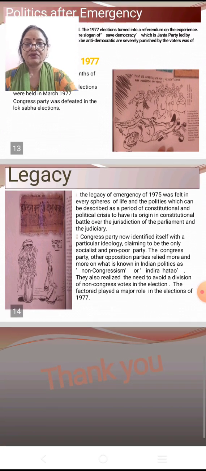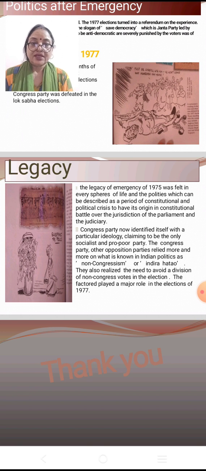What was the legacy of the emergency? The legacy of the emergency of 1975 was felt in every sphere of life and politics, and it can be described as a period of constitutional and political crisis, having its origin in the constitutional battle over the jurisdiction of parliament and the judiciary. Also, the Congress party now identified itself with a particular ideology, claiming to be the only socialist and pro-poor party, saying that it has development programs for the public and the opposition doesn't.